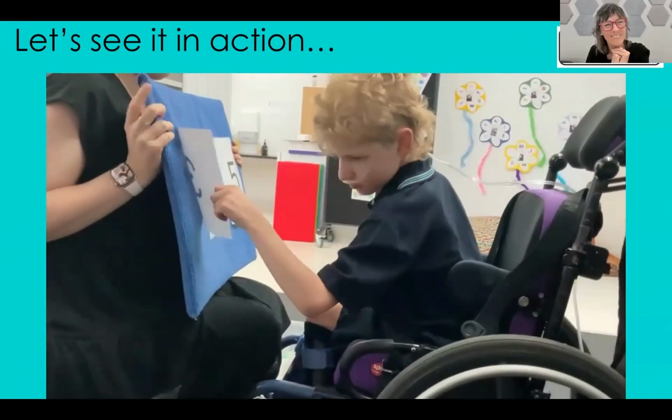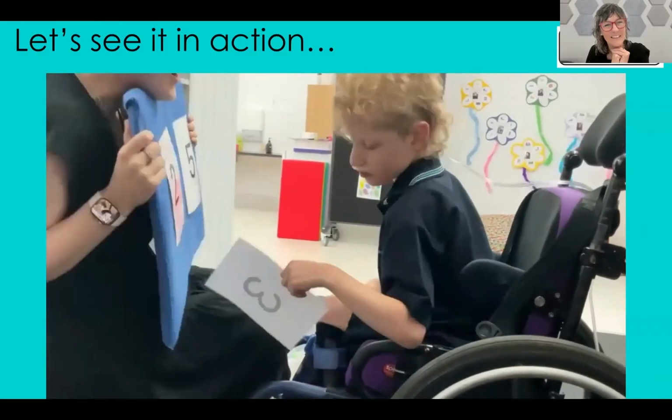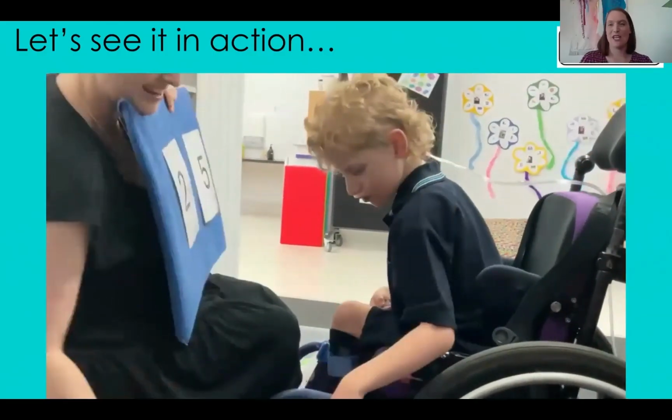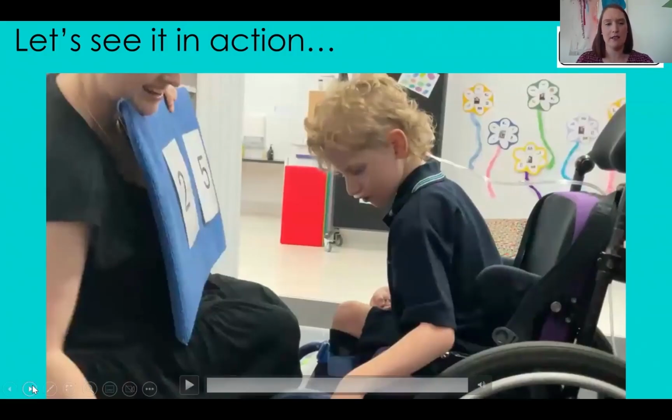And so he was able to show that he knew how many there were straight away. He moved, he's calmed, indicated, and it was very purposeful, very intentional, pulled it off and was like, yeah, I got this. So that was at the beginning of the year.